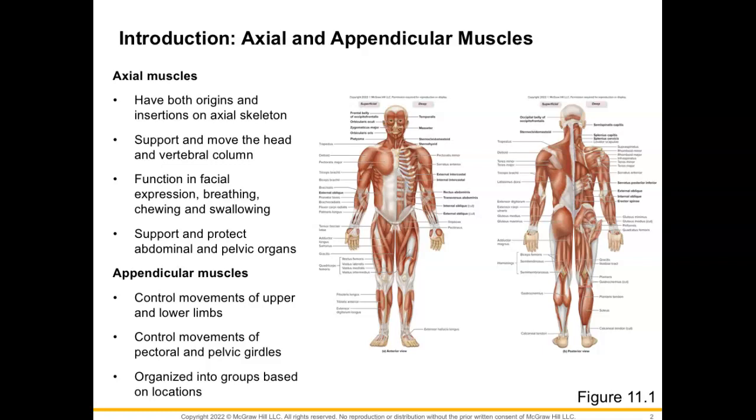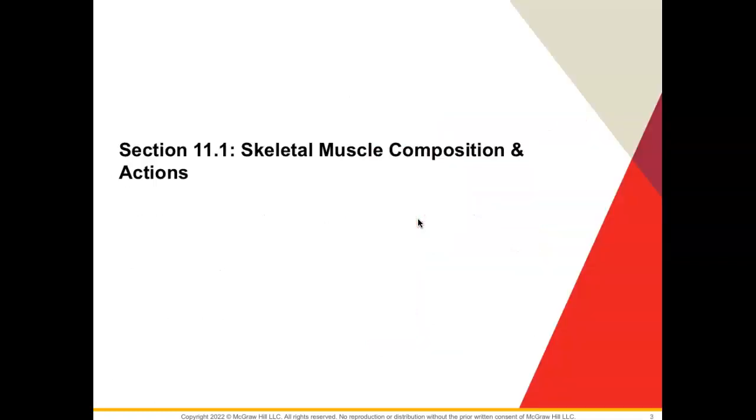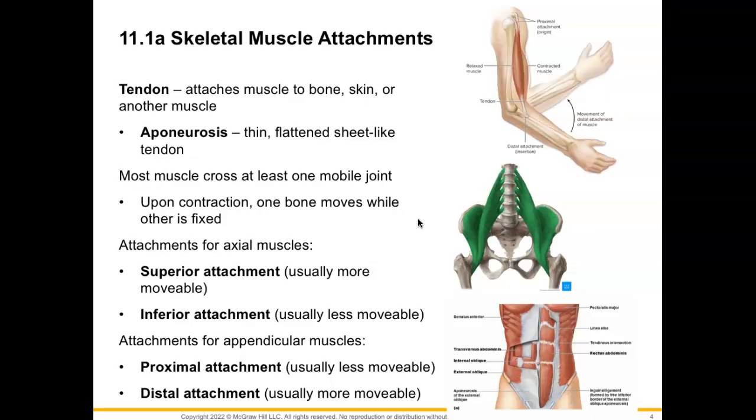Now, our appendicular muscles are going to control movement of our upper and lower limbs and control movements of our pectoral girdle and the pelvic girdle. And this is organized into groups based on their locations. Now let's go ahead and start with section 11.1 on skeletal muscle composition and actions.